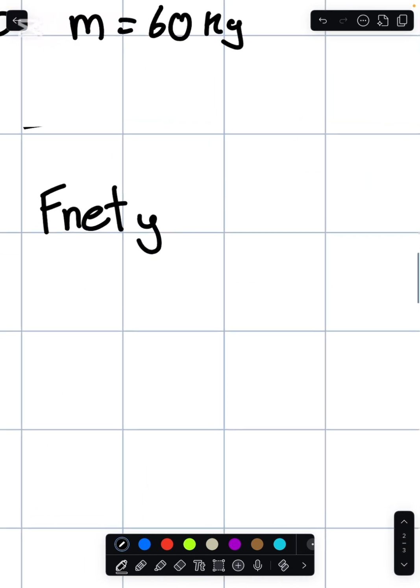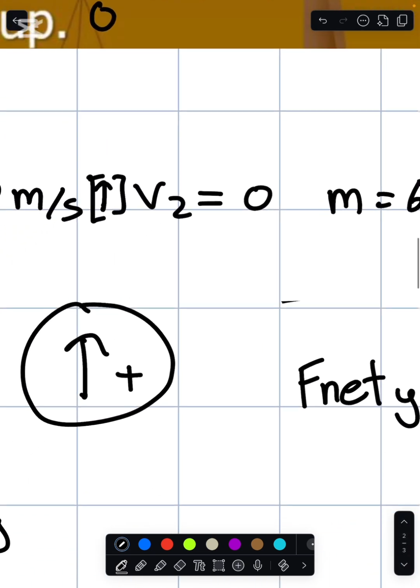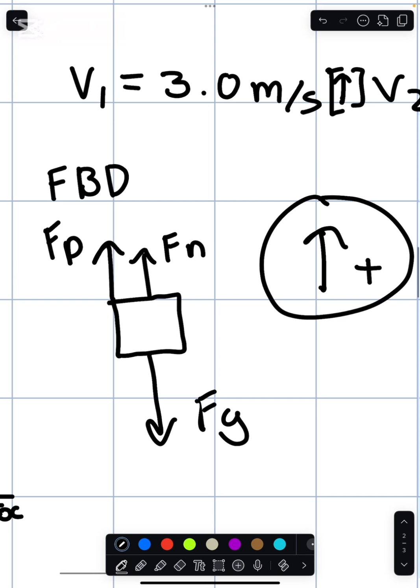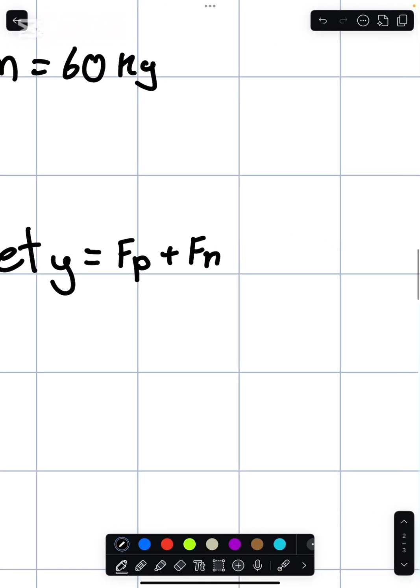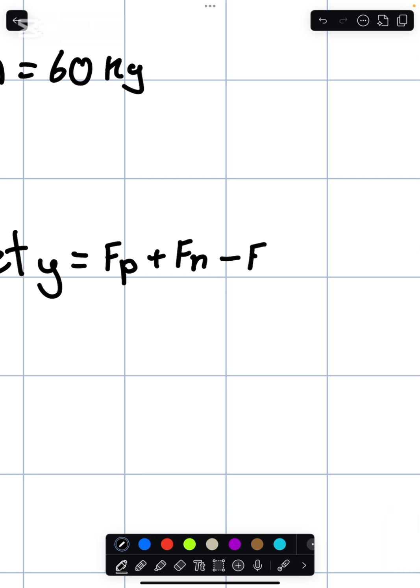So our F net in the y is going to go as our force of P plus our force normal, because we made up positive over here. We are going to have our FP over here plus our force normal over here, and we're going to minus our FG, because this is the only value contradicting our force. Our force is going up. So minus our force of gravity.